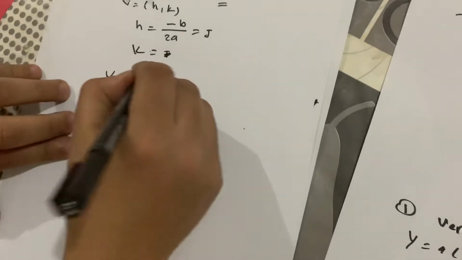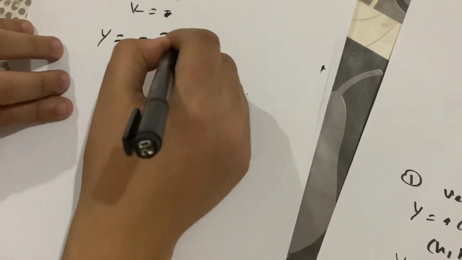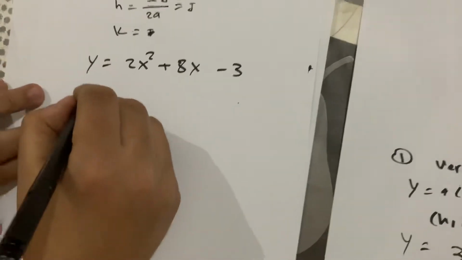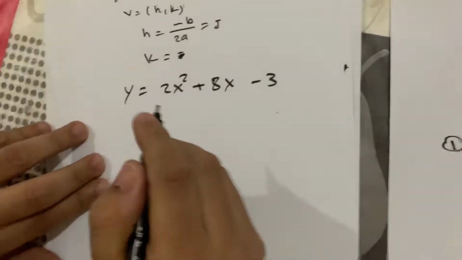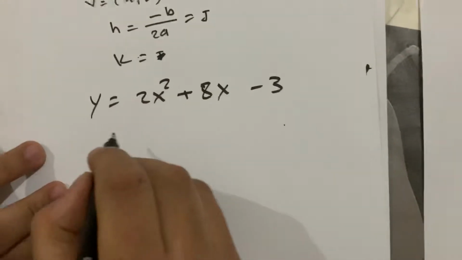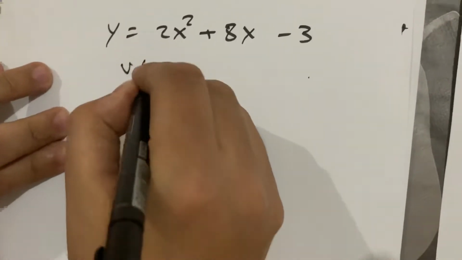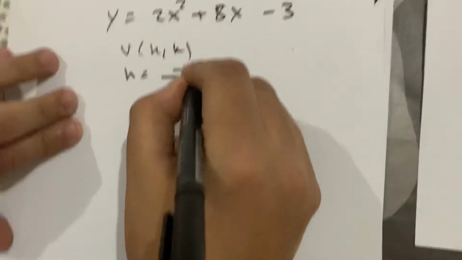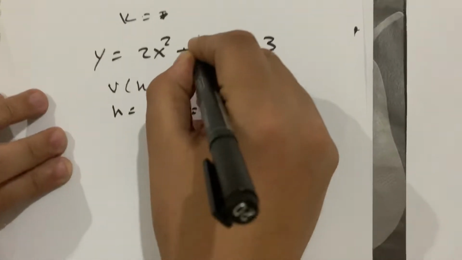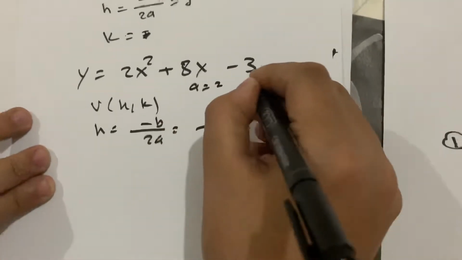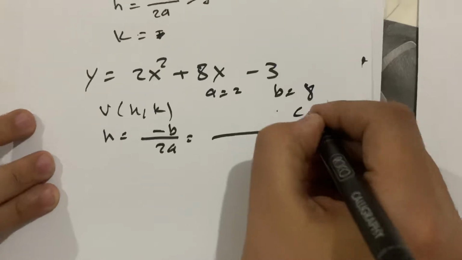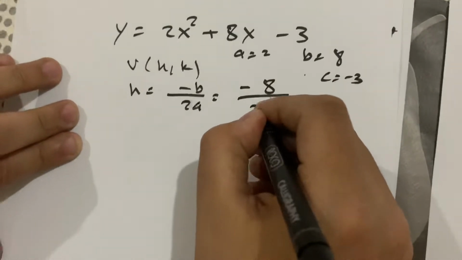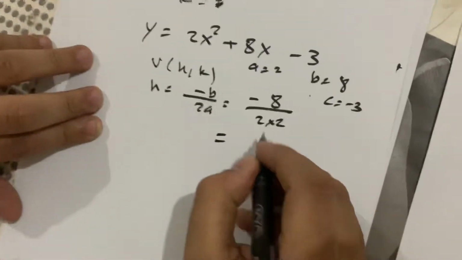For example, y equals 2x to the power of 2 plus 8x minus 3. How can I find the vertex from this quadratic function in standard form? Vertex h and k again. h equals what? Negative b over 2a again. What is a? a equals 2, b equals 8, and c equals negative 3. Then negative b over 2a equals negative 8 over 2 times 2 equals what?